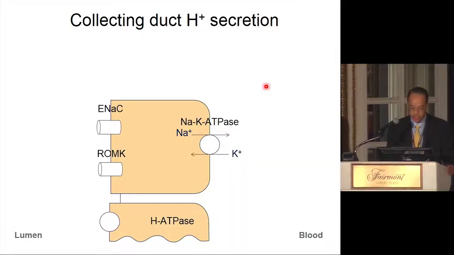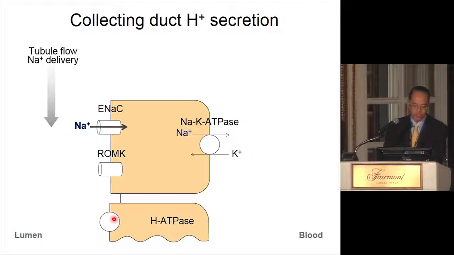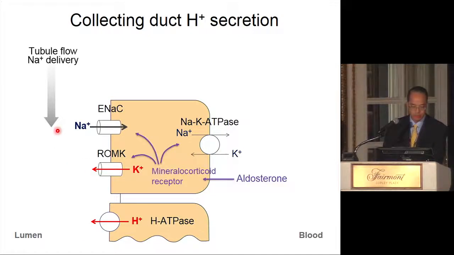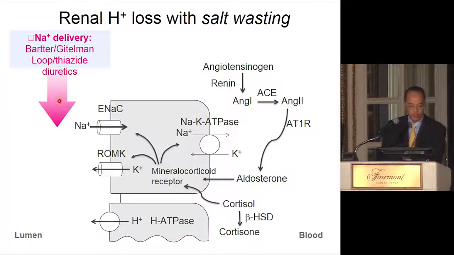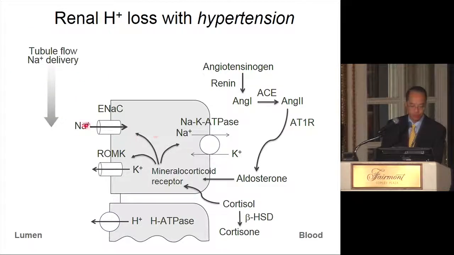Well, let me just show this first. So here's a collecting duct in which sodium is being reabsorbed from the tubule side and pumped out basolaterally. And this generates a negative potential that can drive either K secretion or hydrogen ion secretion. And this is all stimulated by aldosterone, which is in turn stimulated by the renin-angiotensin axis. So if you have increased sodium delivery to the collecting duct, so it's inhibited earlier in the tubule, Bartter's, Gitelman's, loop and thiazide diuretics, you'll get more sodium reabsorption and K and hydrogen ion secretion.